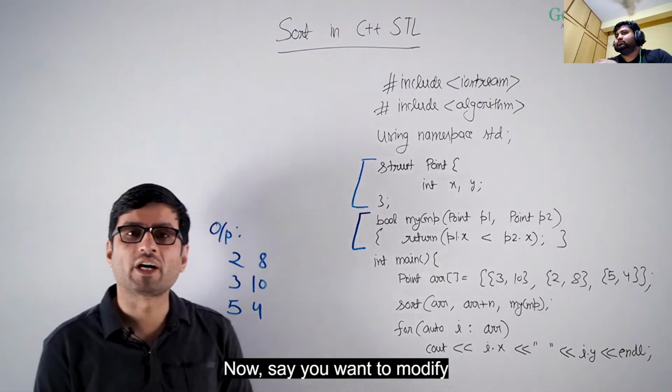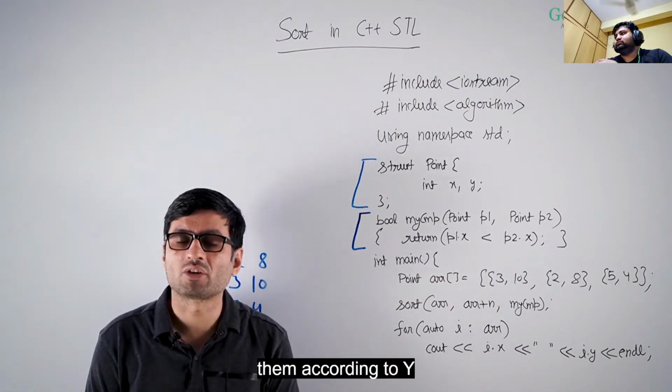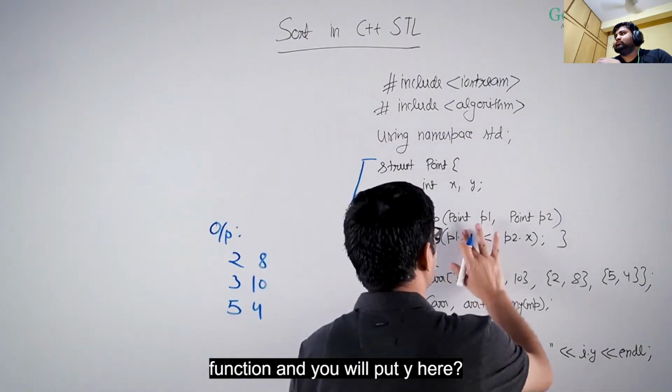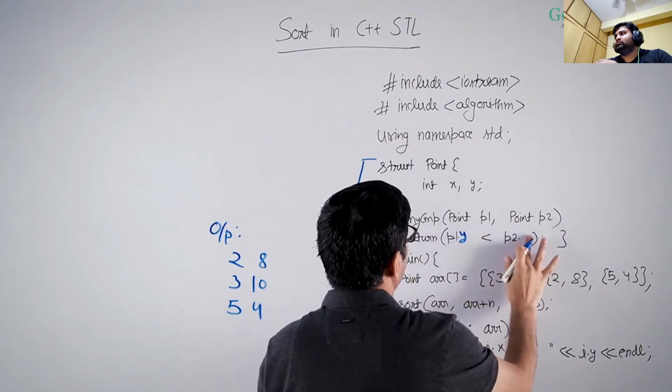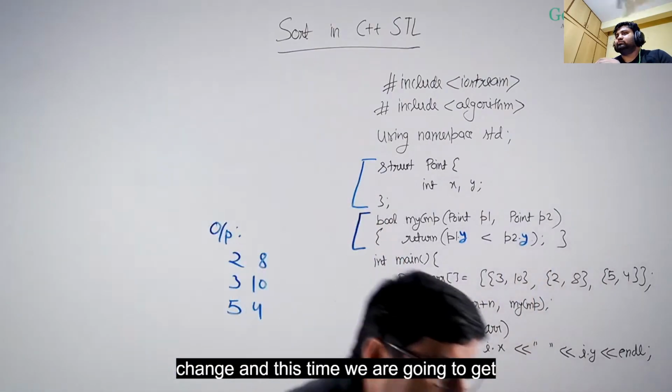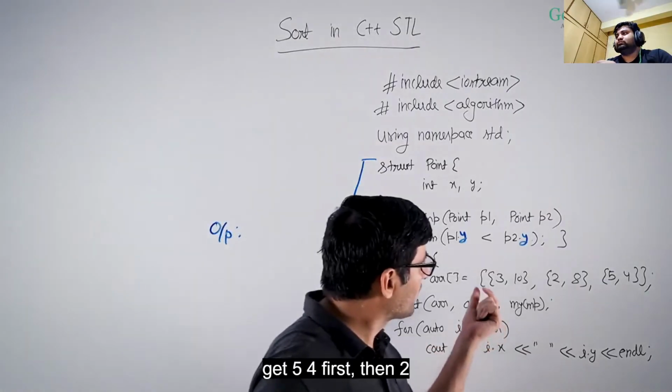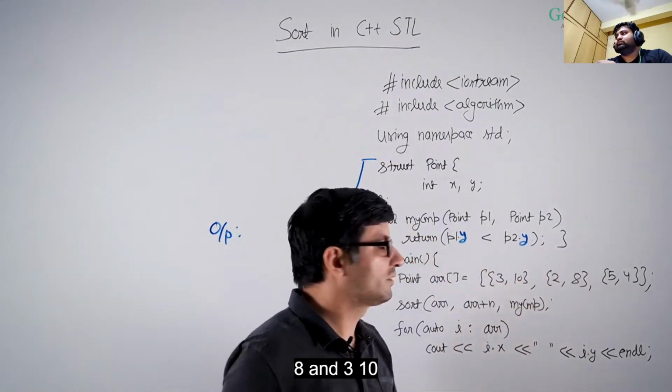Now say you want to modify your order and you want to sort them according to y values. What changes will you make in this program? You will simply modify your comparison function and put y here. And the output is going to change. This time we are going to get values in increasing order of y values, right? We are going to get 54 first, then 28, then 310.